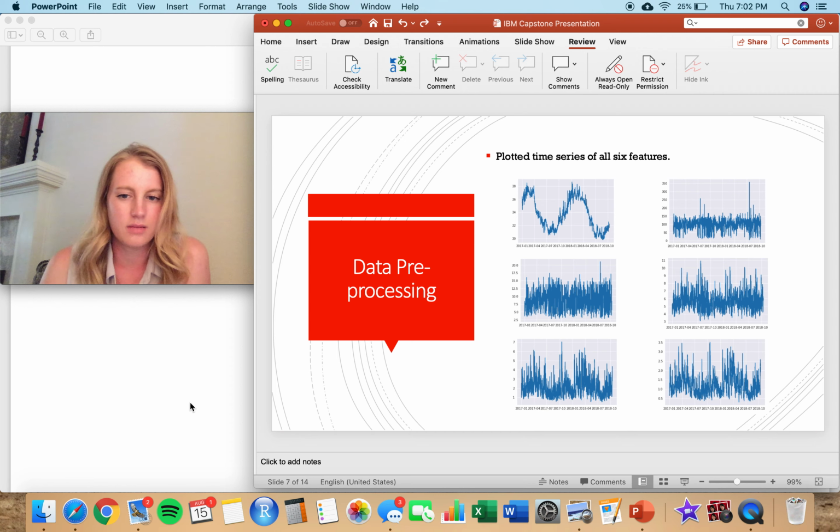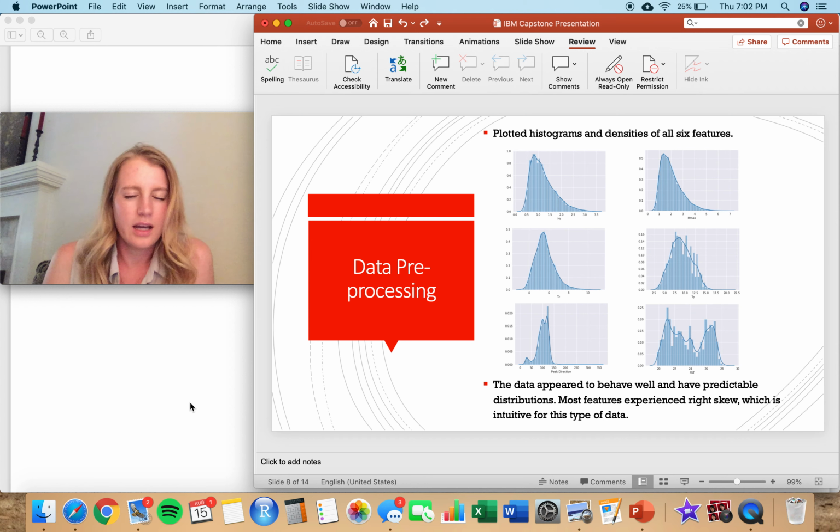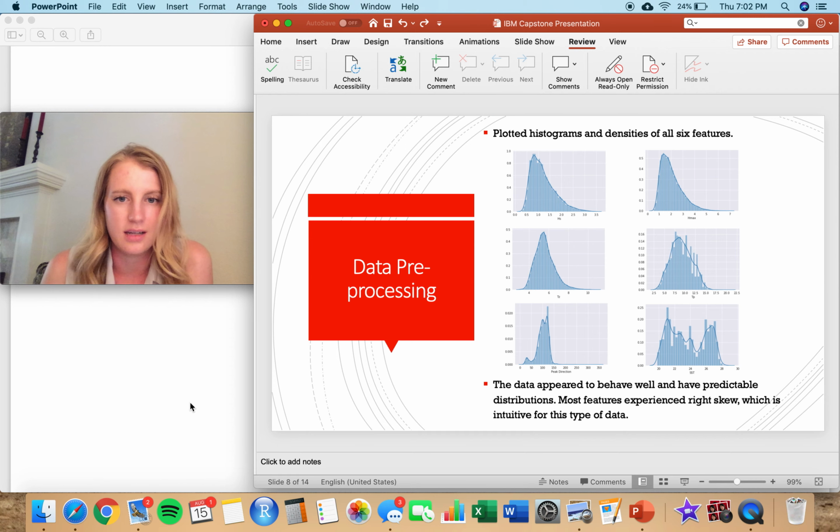Here are some of my pre-processing steps. I plotted time series of all 6 features, and then I also plotted histograms and densities of all 6 features. The data appears to behave well and have predictable distributions. Most features experienced high right skew, which is pretty intuitive for this data. We wouldn't expect large negative skew with wave parameter data.